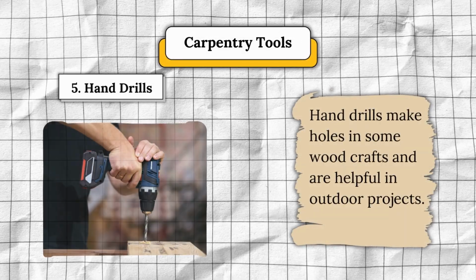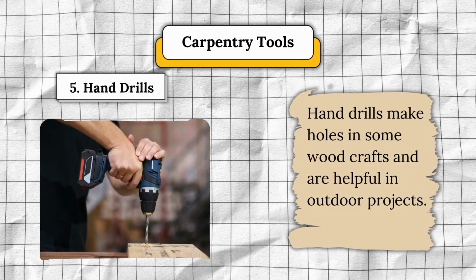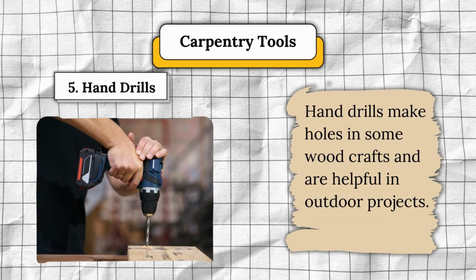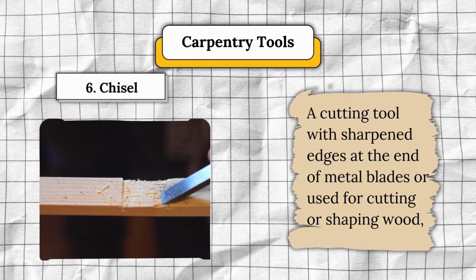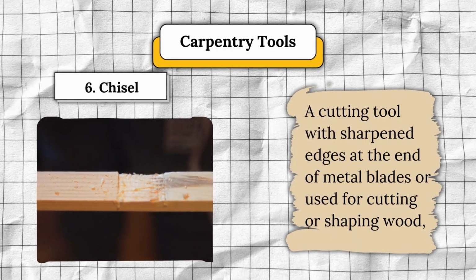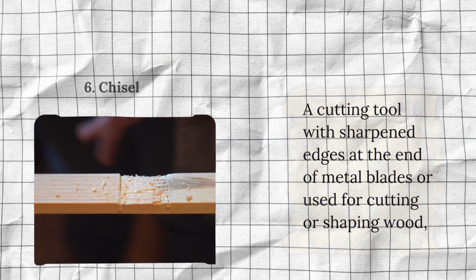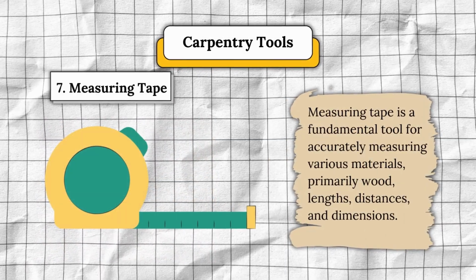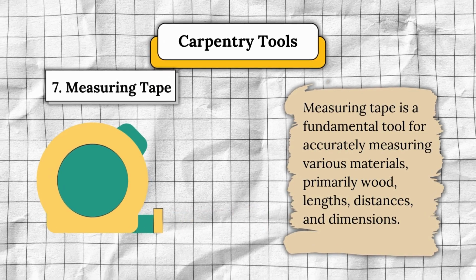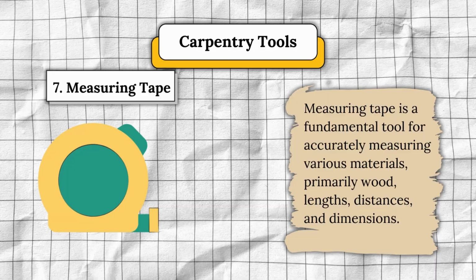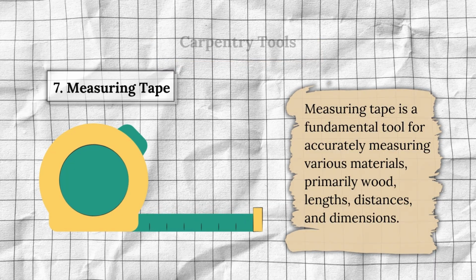Number 5. Hand drills. Hand drills make holes in some wood crafts and are helpful in outdoor projects. Number 6. Chisel. A cutting tool with sharpened edges at the end of metal blades, used for cutting or shaping wood. Number 7. Measuring tape. It is a fundamental tool for accurately measuring various materials, primarily wood, lengths, distances, and dimensions.